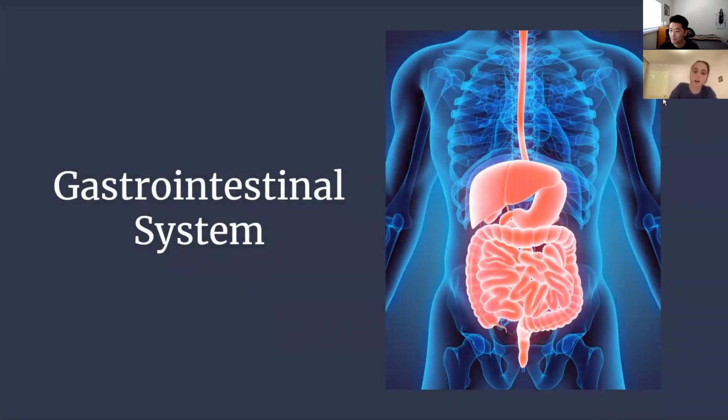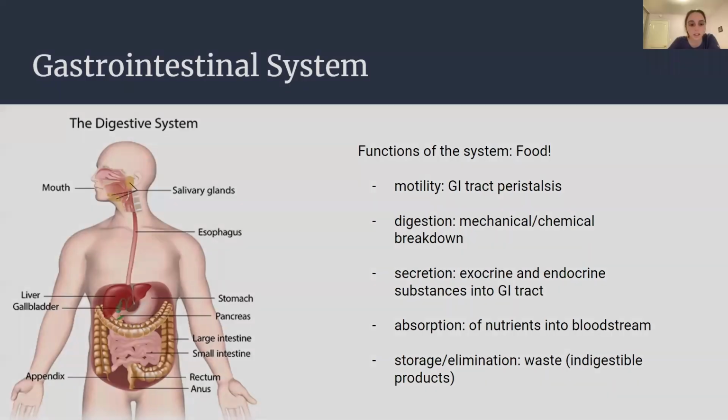All right, so now we're going to talk a little bit about the gastrointestinal system, otherwise known as the digestive system. Next slide. Okay, so the gastrointestinal system has several different functions. And in this workshop today, we're going to go over their functions in terms of what it does with the food that we eat. So whenever we eat food, there's a lot of things that go on: motility, digestion, secretions, absorption, and storage and elimination. All of these things happen within our digestive system organs and help us process the food we're eating.